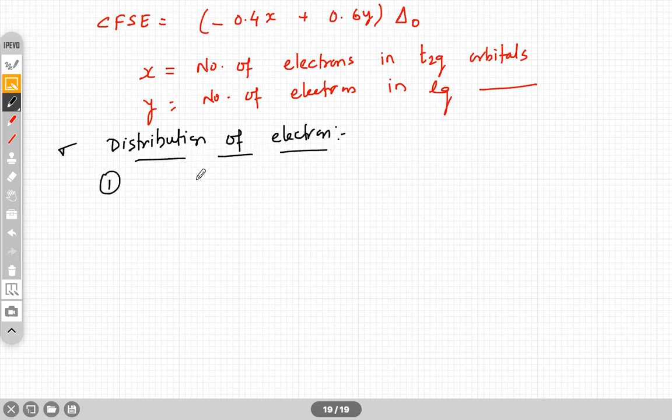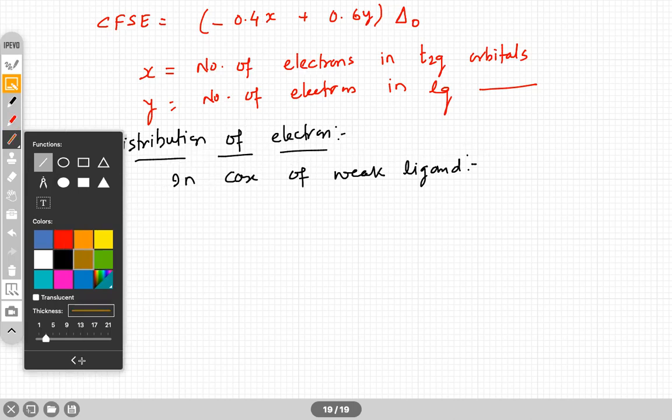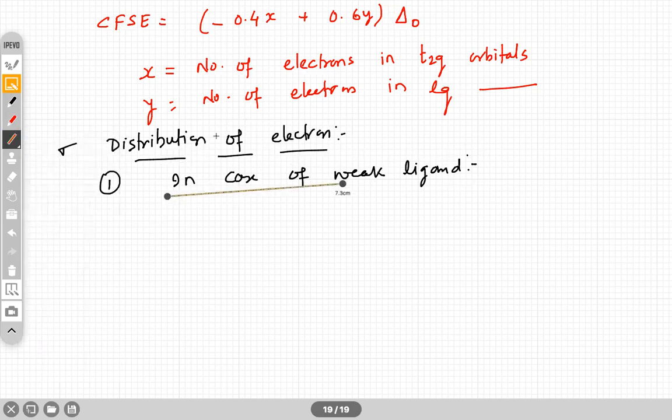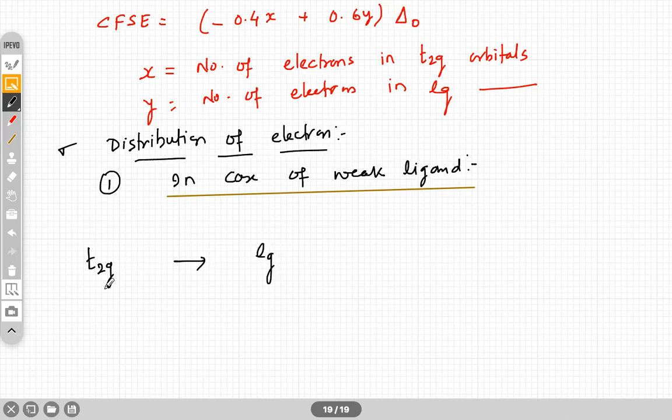First one, in case of weak ligand, we'll follow Hund's rule. So the distribution will be according to Hund's rule. First the electron will go into T2g because it is the lower energy. Then the electron will go into Eg because we are following Hund's rule. Then again an electron will go into T2g, and again into Eg.